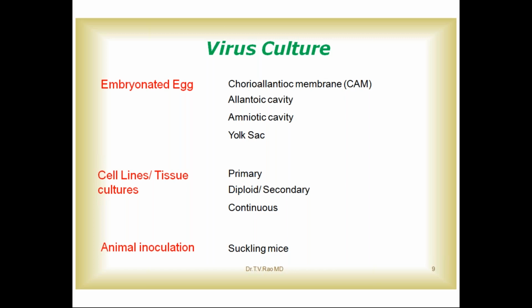Embryonated eggs can also be used for the growing of viruses, usually the hen's egg. Sometimes duck eggs are also used, which are bigger compared with the hen's egg. Usually the embryonated hen's egg is used.